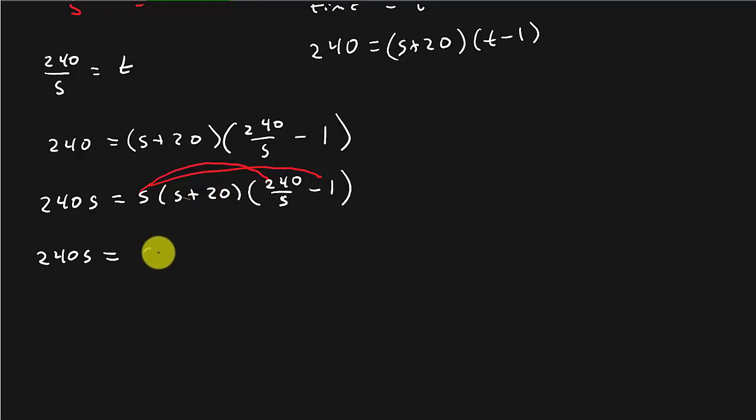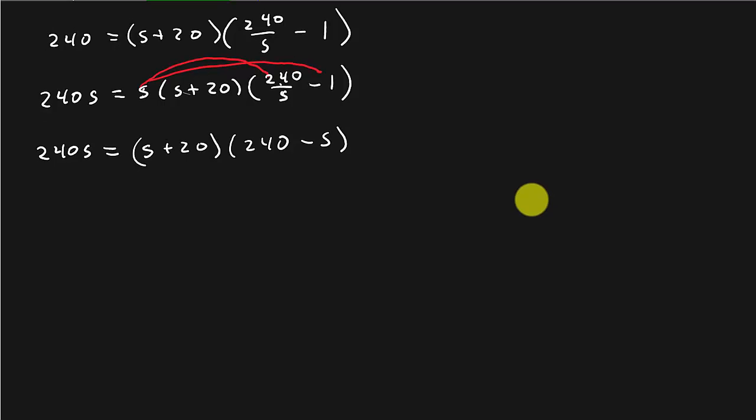So that's going to give me S. Now, let me change colors. That's going to give me S plus 20. That's this one. And then S times 240 is 240. The S's are going to cancel. And then S times minus 1 is minus S.